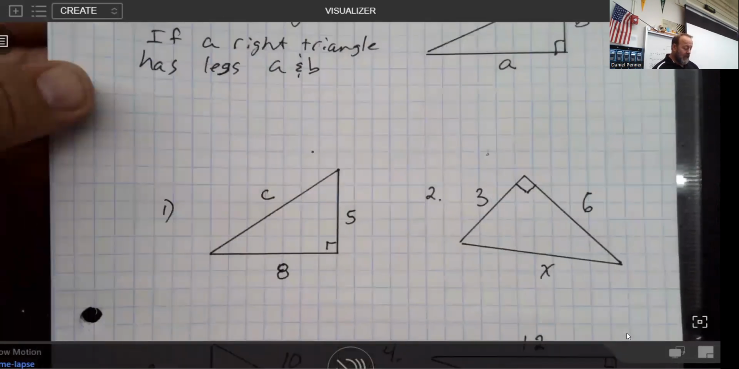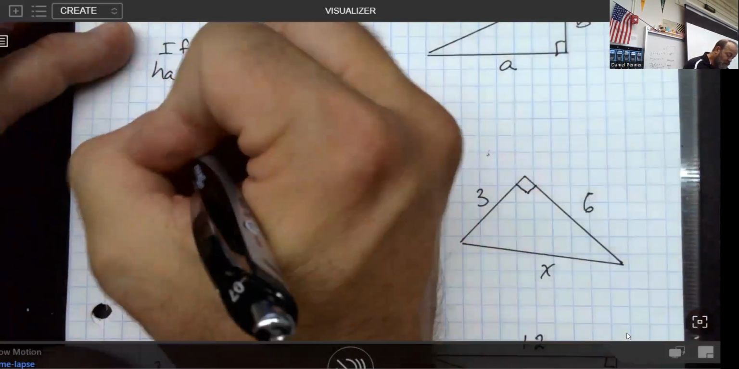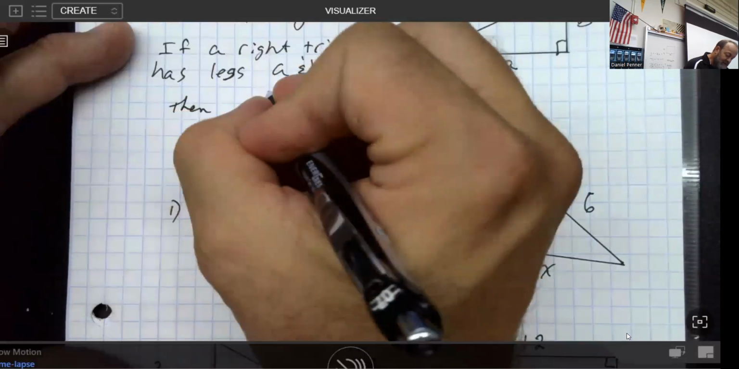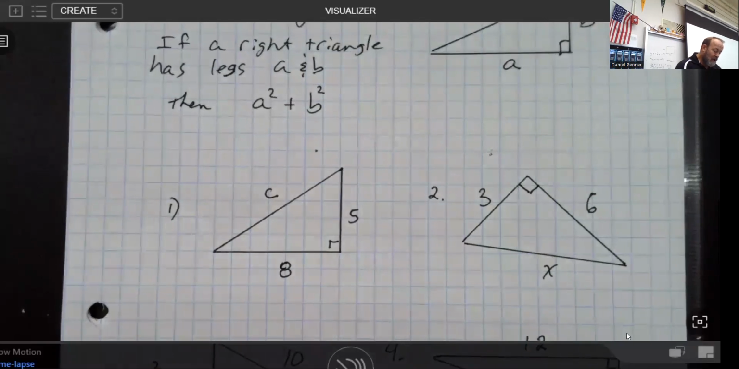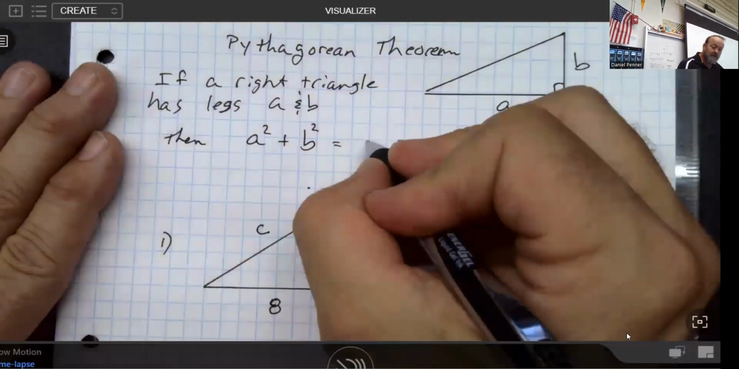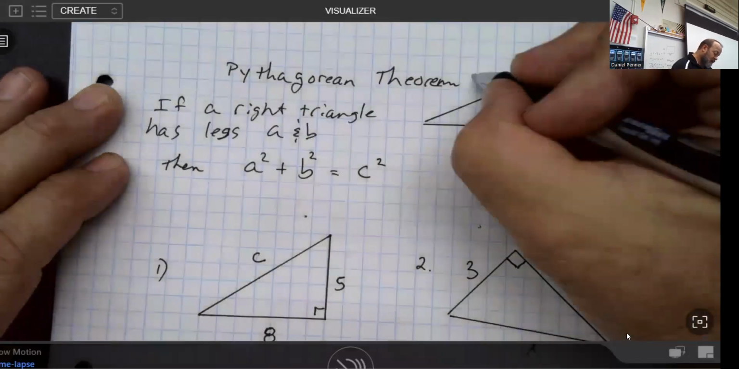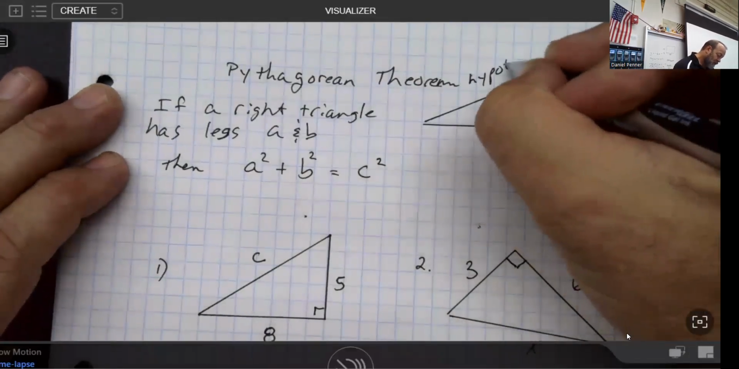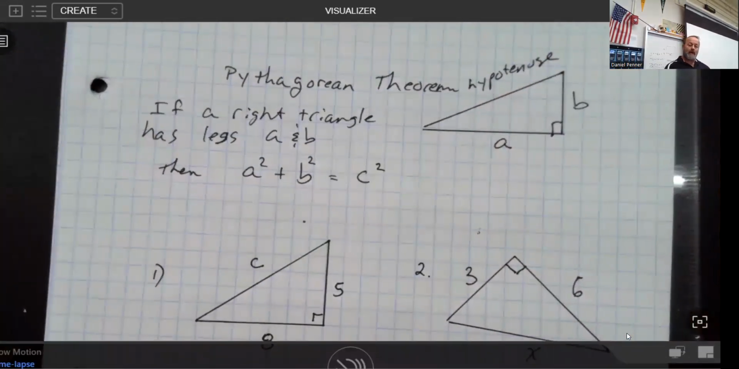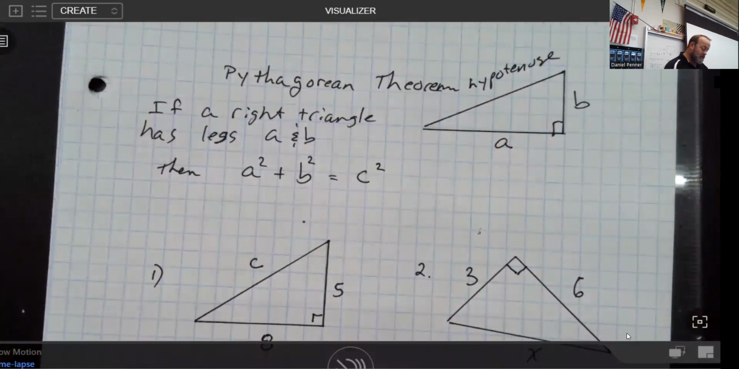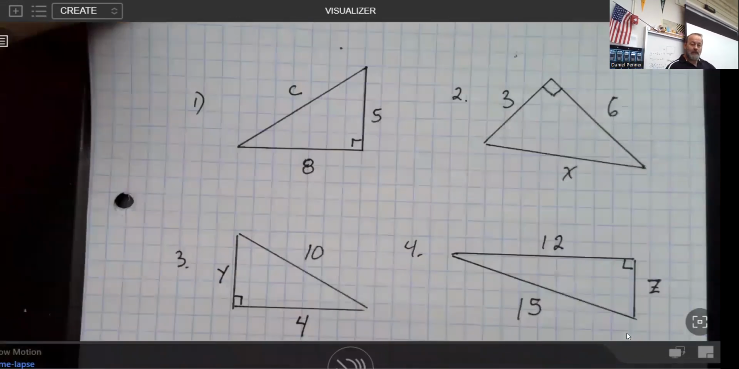So if it has legs A and B, then if you square the two legs, that's A squared and B squared, and you add them together, their sum is equal to the square of the hypotenuse. This side right here is known as the hypotenuse. And the hypotenuse is always the longest side and is always directly across from the 90 degrees, and we usually call it C.